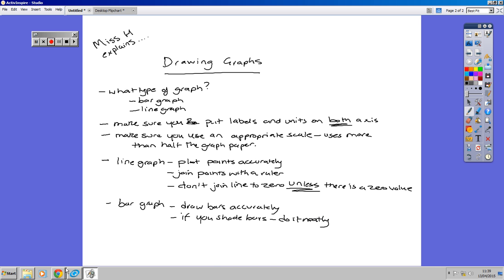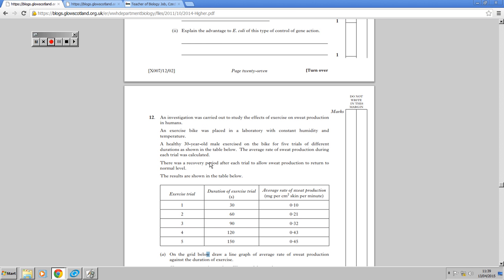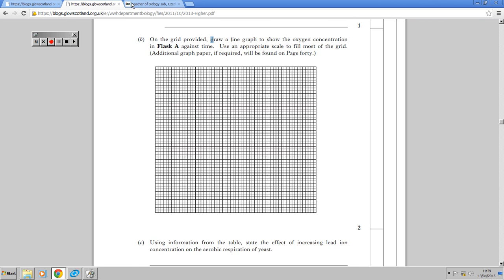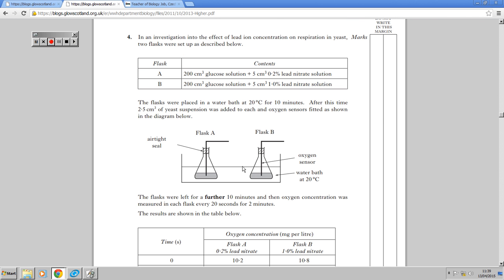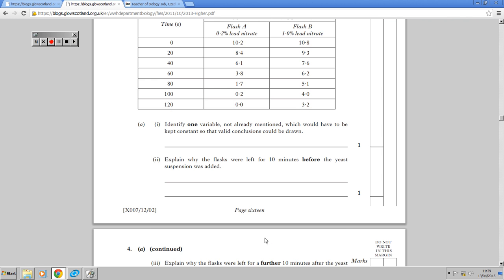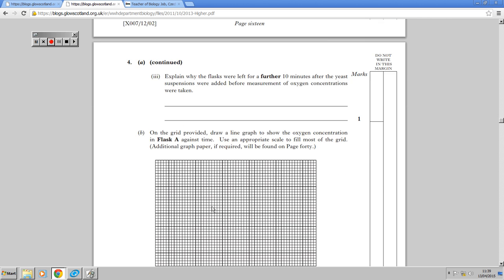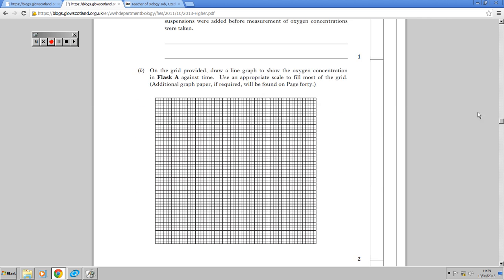What I've done is I found an example from a past paper. In this question, you have this looking at the effect of the lead ion concentration on respiration in yeast, and 2 flasks are set up as described below, and you've got information for flask A and flask B. Then I have a results table, and it provides a grid, and it says draw a line graph to show the oxygen concentration of flask A against time.